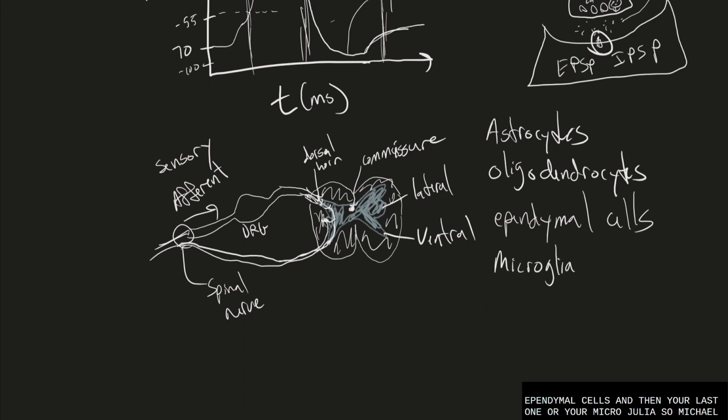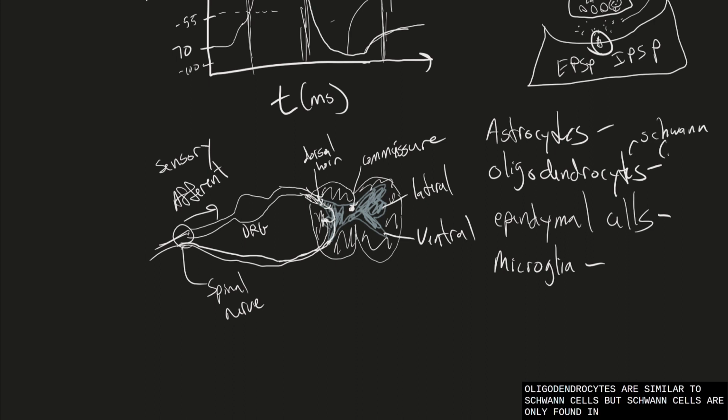So microglia, these are your immune ones. Ependymal cells are the ciliated ones that are moving cerebrospinal fluid. And then oligodendrocytes are the myelin forming cells of the central nervous system. The astrocytes are the ones forming the blood-brain barrier and holding everything in place. So they're supporting cells. Make sure you understand the different cells. Remember, oligodendrocytes are similar to Schwann cells, but Schwann cells are only found in the peripheral nervous system. They are not found in the central nervous system. Oligodendrocytes are only in the CNS.